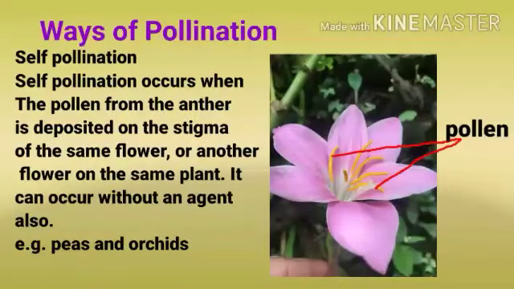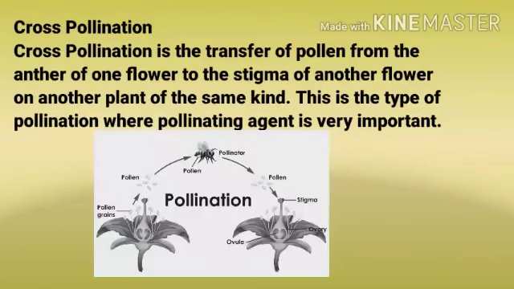Now, ways of pollination. Self-pollination. Self-pollination occurs when the pollen from the anther, that is the male part, is deposited on the stigma, that is the female part, of the same flower or another flower on the same plant. It can occur without the help of an agent of pollination, that is water, wind, or insect. Example, bees and orchids.